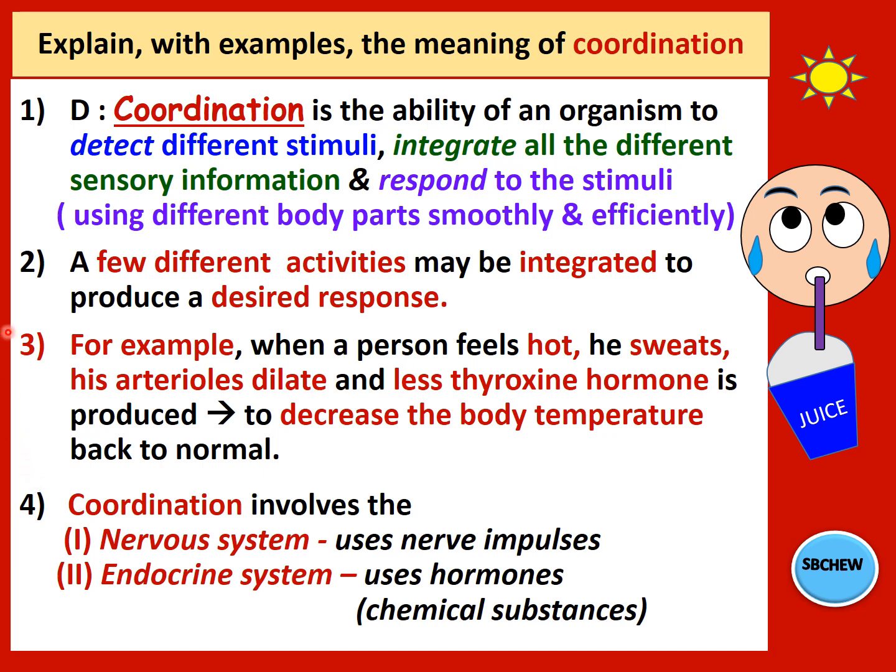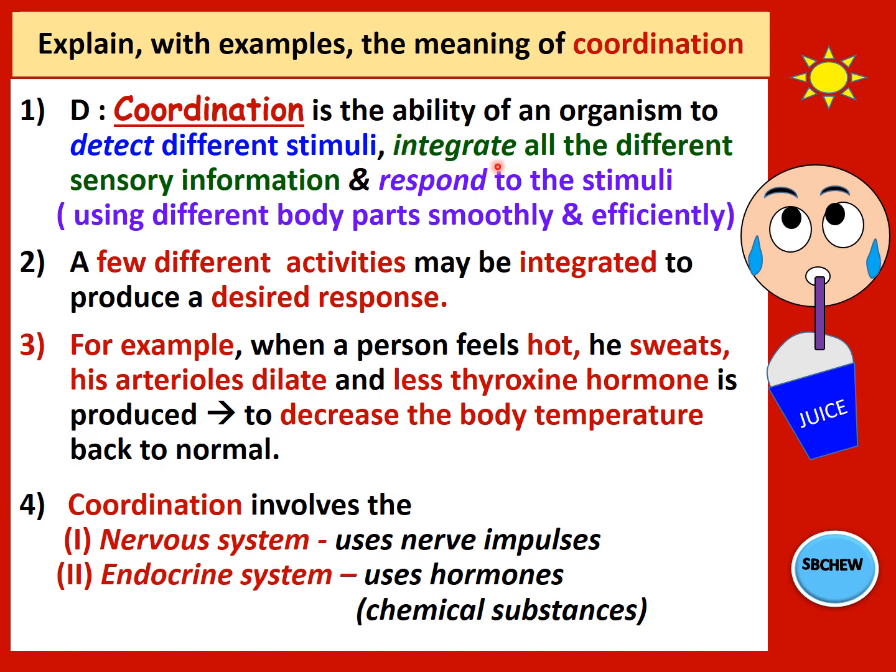Let's look at this learning outcome or question: explain with examples the meaning of coordination. Coordination, or penyelarasan in Malay, is the ability of an organism to first detect the different stimuli. Usually an environment will have more than one stimulus, which is detected by the different sense organs: the smell, the sight, the sound of things, and so forth. This is detected by the receptors, and then the organism integrates all the different sensory information. Now this is done by the brain.